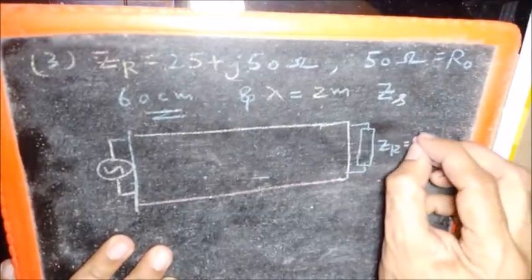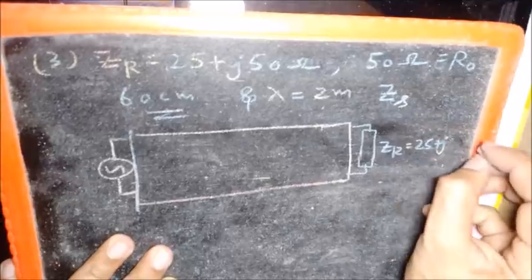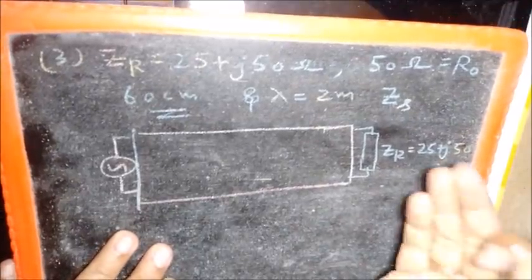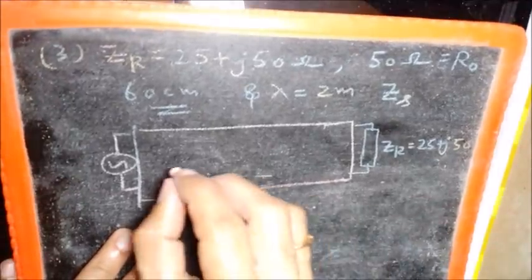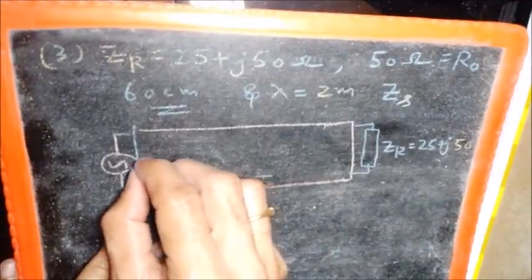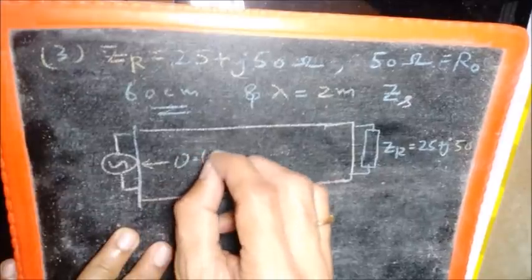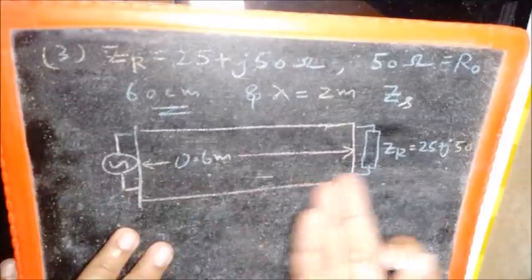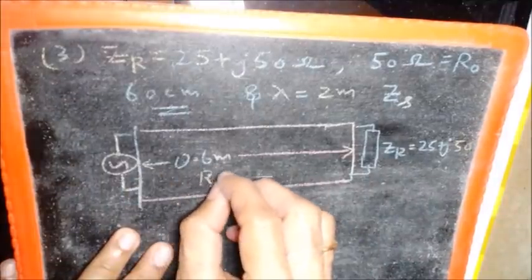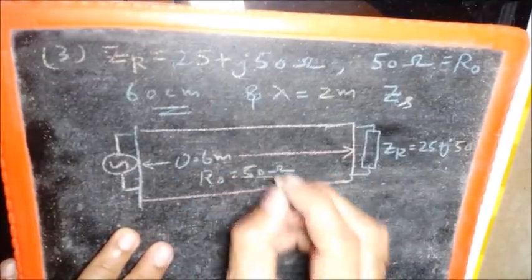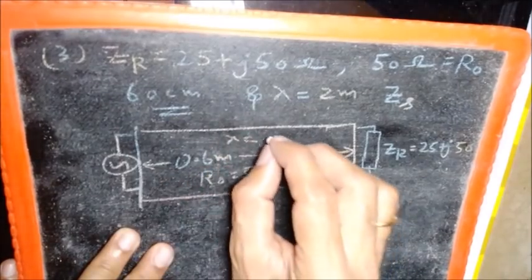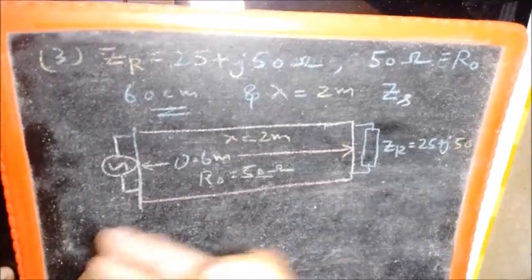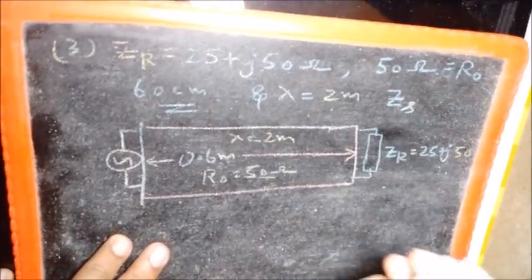ZR is equal to 25 plus j50 ohms. There is no space. The line length is 0.6 meters or 60 centimeters, and the transmission line's characteristic impedance is 50 ohms. The operating wavelength lambda is 2 meters, so the wavelength of the voltage waveform or the current waveform on this line is 2 meters.